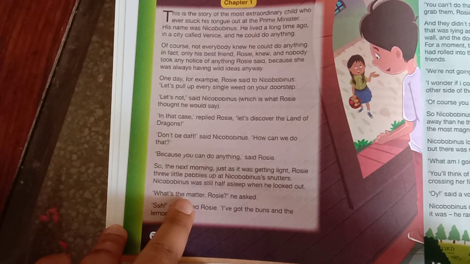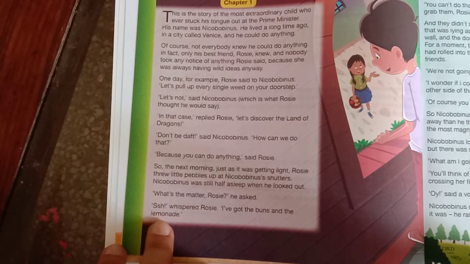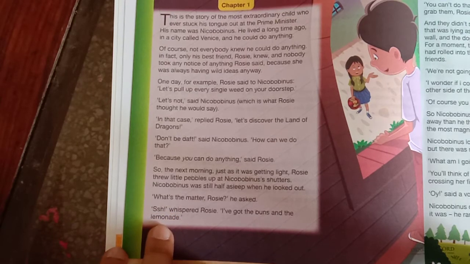Nicobobinus was still half asleep when he looked out. So he was asleep, and as soon as he woke up, he was looking half asleep, and this is when he looked out of the window. What's the matter, Rosie? he asked. So he was asking, Rosie, what's the matter? Shh, whispered Rosie. I have got the buns and the lemonade.